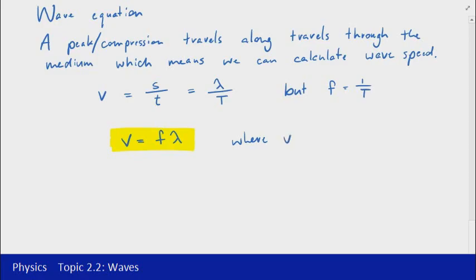In this case, v is the wave speed, and that will be in meters per second. f is the frequency in hertz, and again, just a reminder, frequency in hertz really means the number of cycles per second, and lambda is the wavelength in meters.